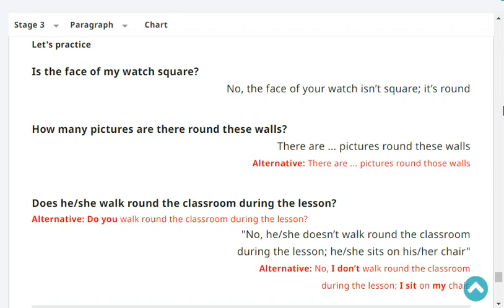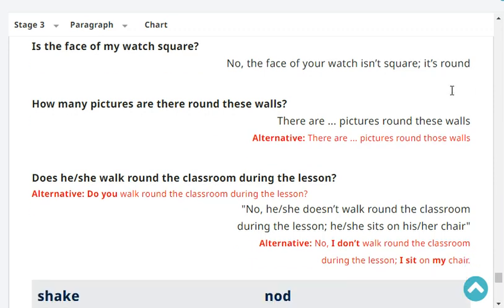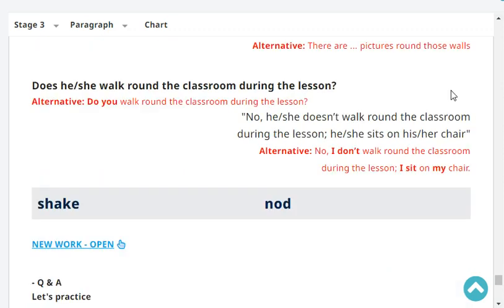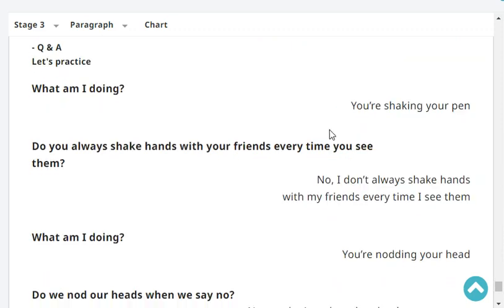Does she walk around the classroom during the lesson? No, she doesn't walk round the classroom. She sits on her chair. Very good. Okay, what am I doing?